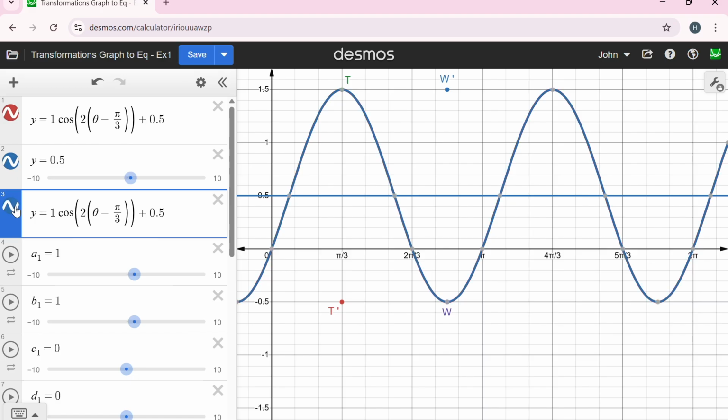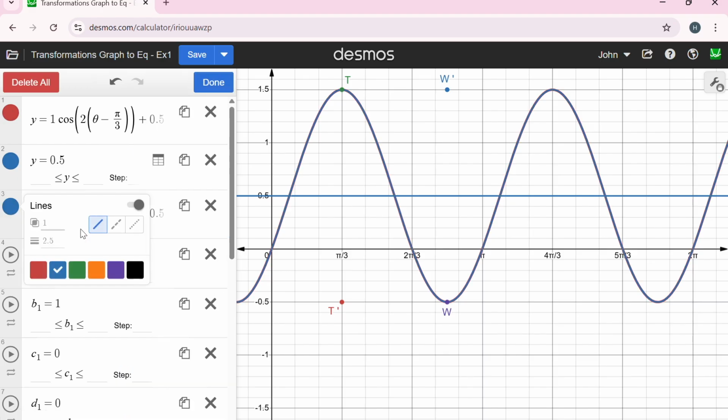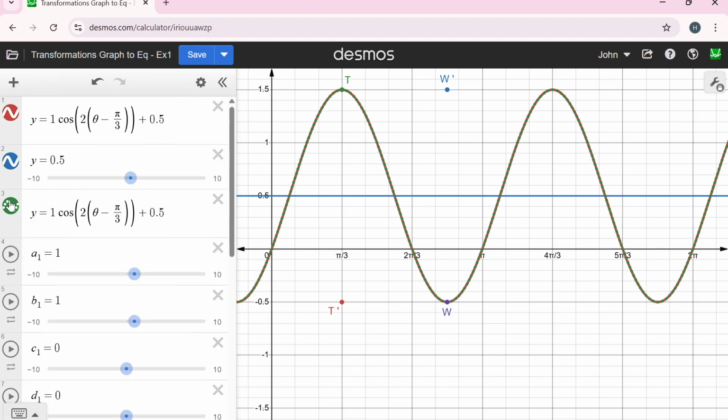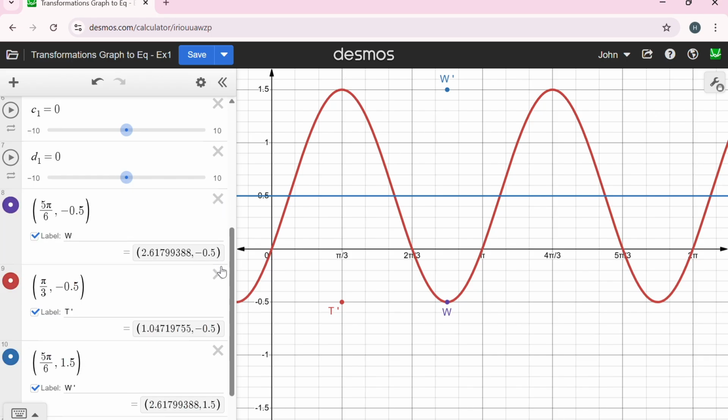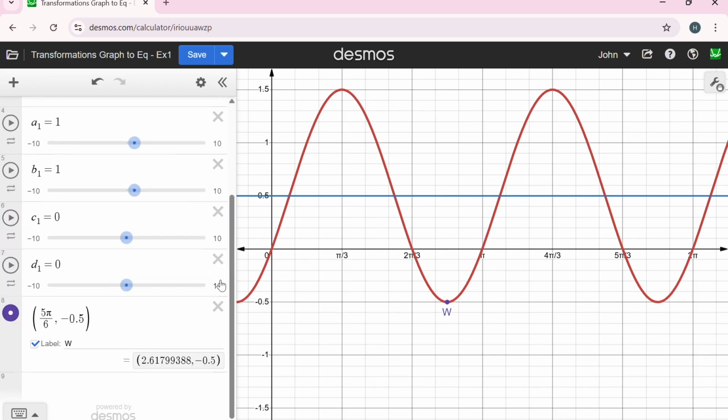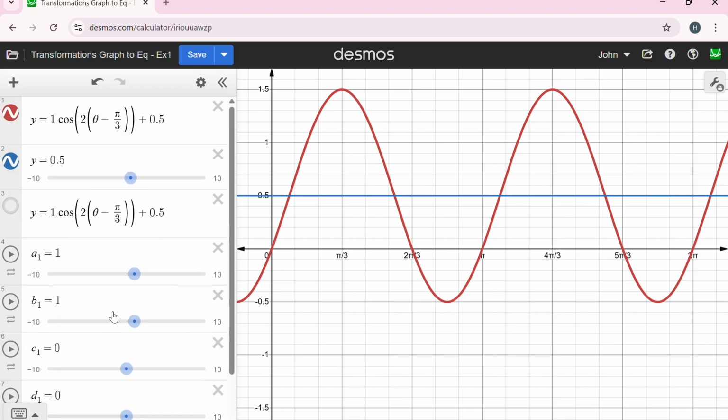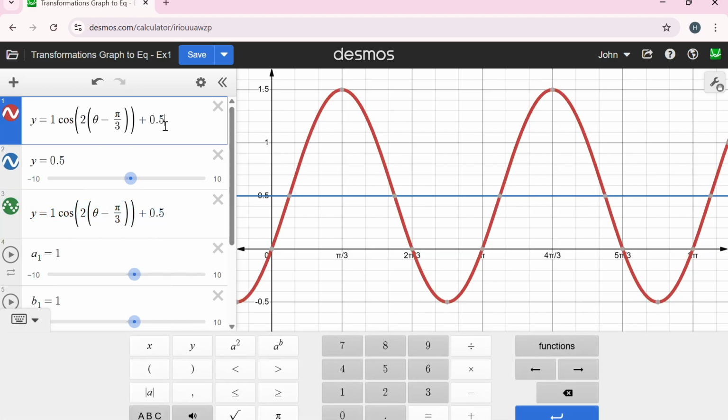So if I turn it on, make that a different color here. Let's make it green. Green dotted. Yeah, there we go. Okay. All right. So there's our transformed function. Let me get rid of all these points. I'm going to turn on the cosine function here. Remember, this is the same as what's written up here.